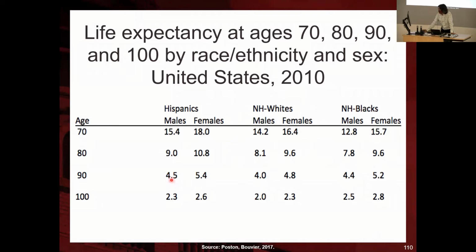And then you have the crossover. 4.5 Hispanics, 4 whites, and African Americans here, they pass whites, 4.4. 5.4, 4.8, and 5.2. Black women are now expected to live more than white women. And then in the last group, 2.3, 2, and 2.5, higher. 2.6, 2.3, and 2.8, also higher among African Americans. But of course, it's really, really at high ages. So it shows that the issue of higher mortality among the African American population is real in the US, and that any racial crossover happens only at really high ages, okay?